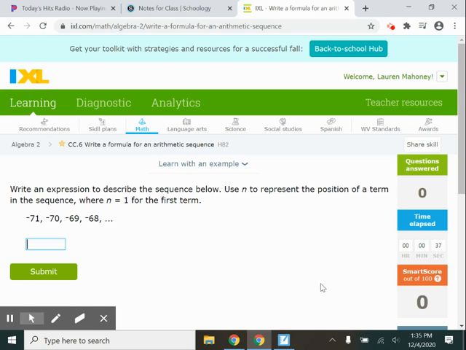So this is going to be some extra help on CC.6 and CC.15, which are two of the IXL formulas that you had to go through. CC.6 wants you to write an expression to describe the sequence below. What you're actually going to be doing here is using the explicit formula, and I'm going to flip to that here in a moment.